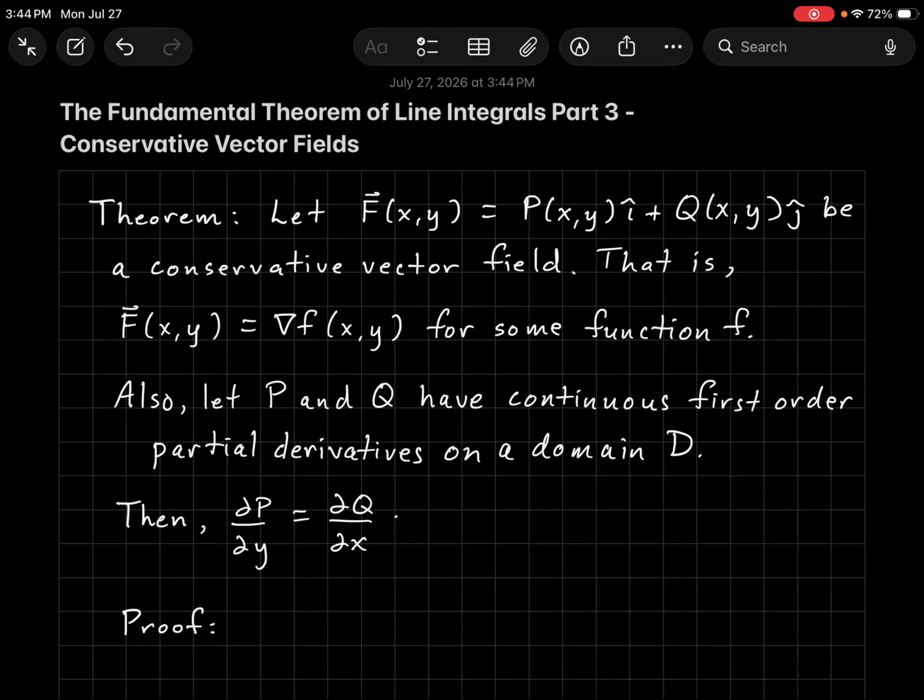Theorem. Let F(x,y) = P(x,y)i + Q(x,y)j be a conservative vector field. That is, big F is the gradient of little f for some function little f. Also let P and Q have continuous first-order partial derivatives on a domain D. Then the partial of P with respect to y equals the partial of Q with respect to x.